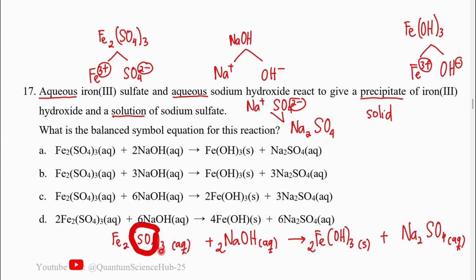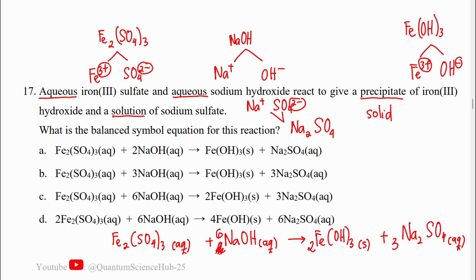SO4 3 times, but the SO4 here is still 1 time, right? So that's why I will put the SO4 here 3 times. Now just because I put 3 in front, the Na at the right side is 6. But in here, the Na is still 2. So that's why I will change the 2 in here. I will change it into 6.